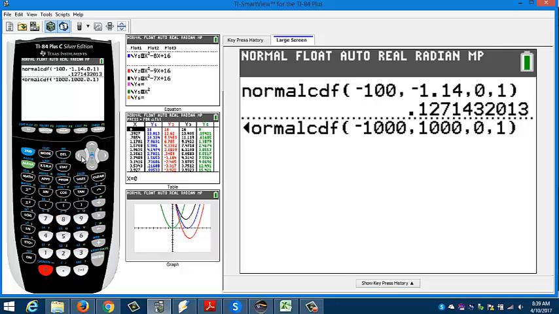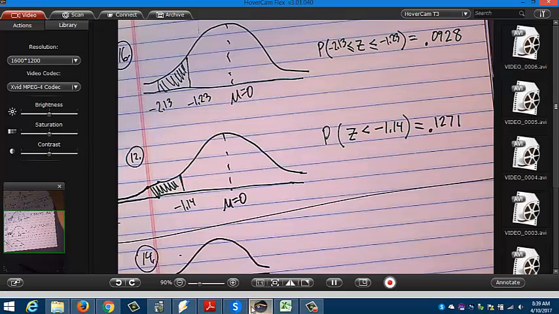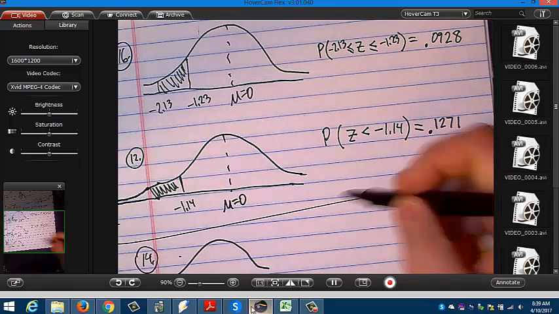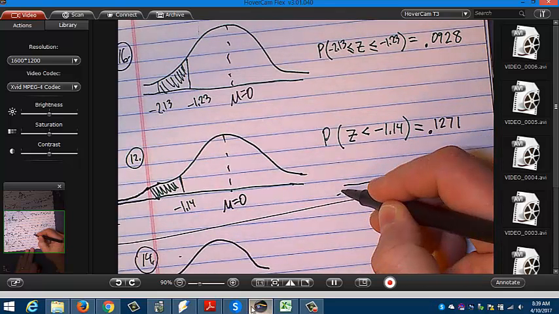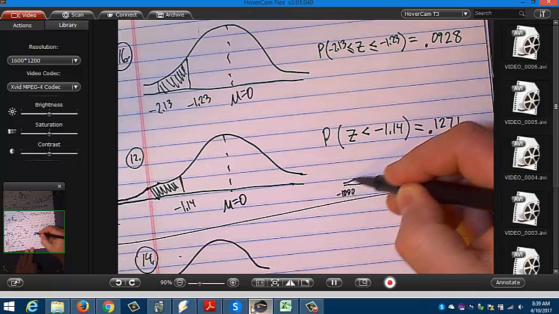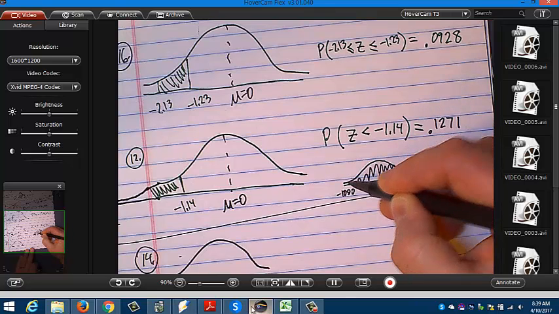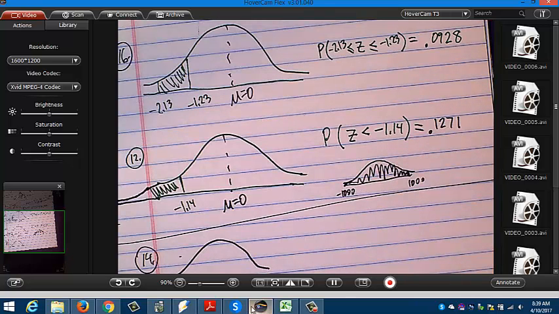Let's see. It says 1. Why? What did I just find the area of? From negative 1,000 to, let's draw the bell curve like that. What did I just find the area of? Wasn't it a bell curve that kind of looked from negative 1,000 to positive 1,000? So I was just finding the area of the entire bell curve. Are you with me on that? Do you see why it has to be 1?